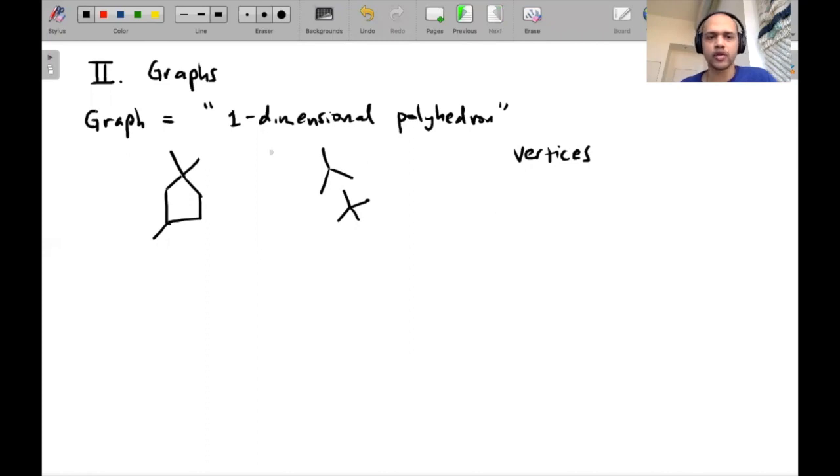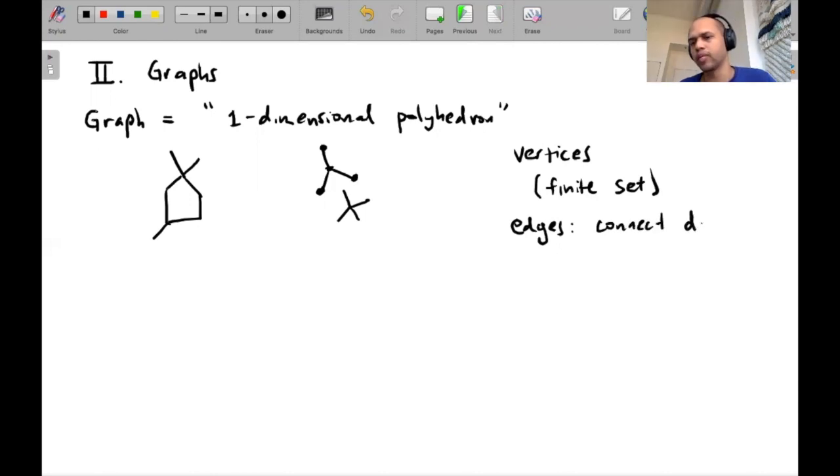which for us will always be finite. So this will be a finite set. I'm not really drawing them in here, but here are the vertices. And you have edges, which connect distinct pairs of vertices. Okay, so this is what a graph is.